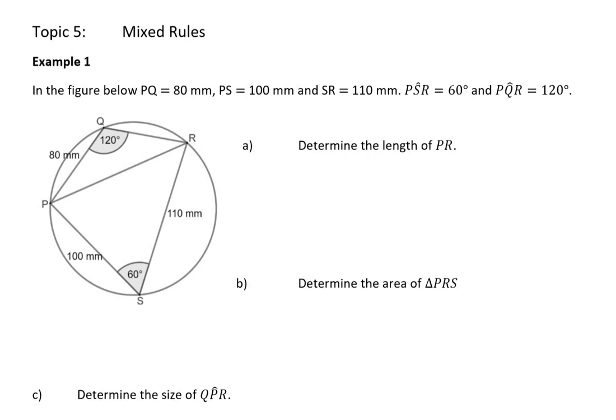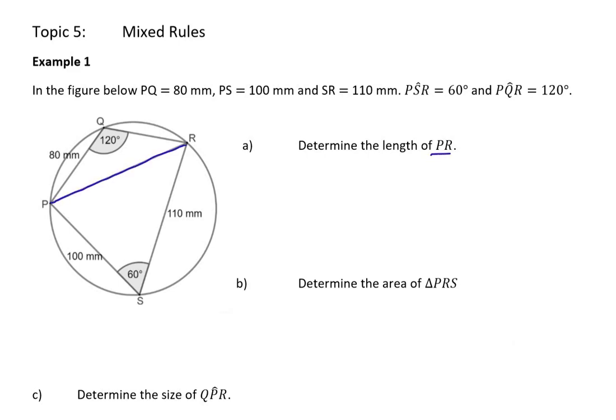So let's have a look at this first example. Always read the instructions because sometimes in some diagrams it's hard for us to label small angles, and so often information is given in the blurb that's not drawn in the diagram. So in the figure below, PQ is 80, PS is 100, and SR is 110. And then we have an angle of 60 and an angle of 120 degrees.